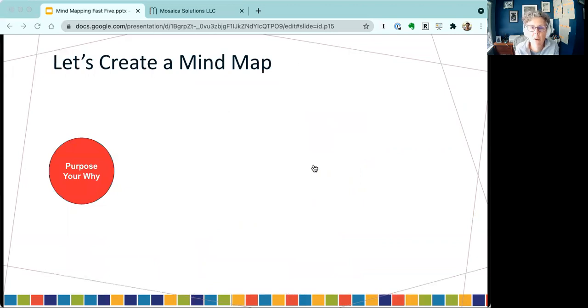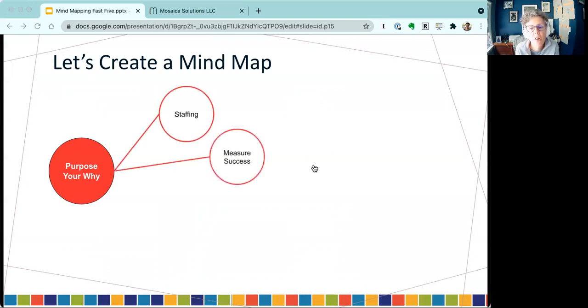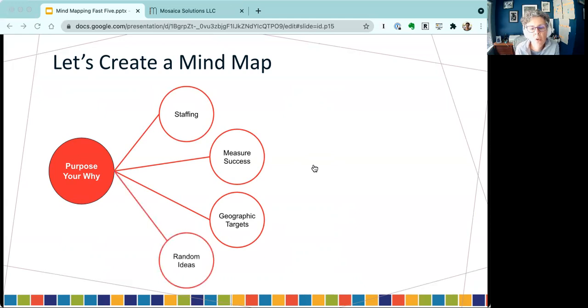Let's create a mind map for a new grant we are undertaking. We might just start by describing our purpose of the grant, or the why. Our next mind node might show who will be involved, the staffing to implement the grant. The third node might describe how we will measure our success. The fourth node might include geographic targets for the grant. And as we begin, the fifth node may include our random ideas. We can then show relationships that exist between our different child nodes.